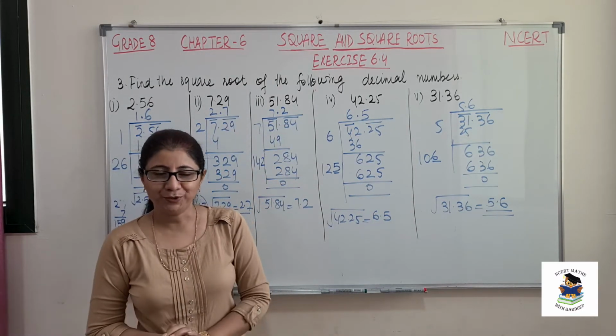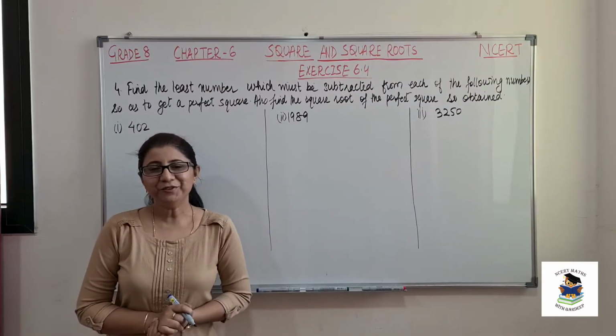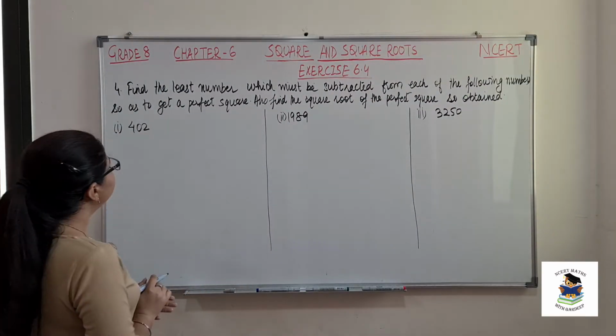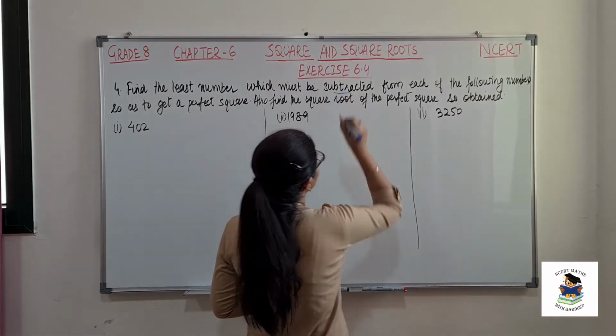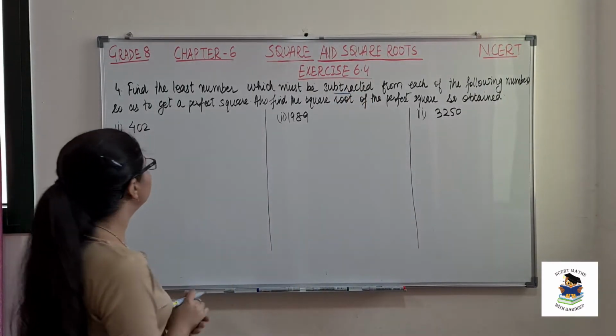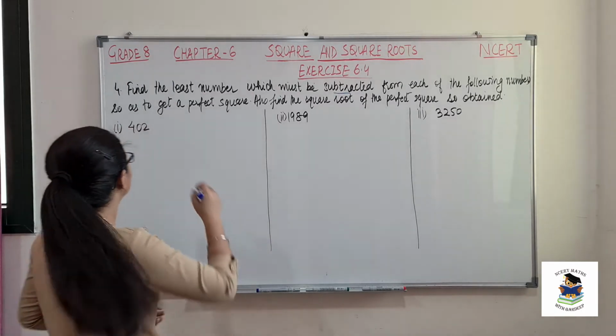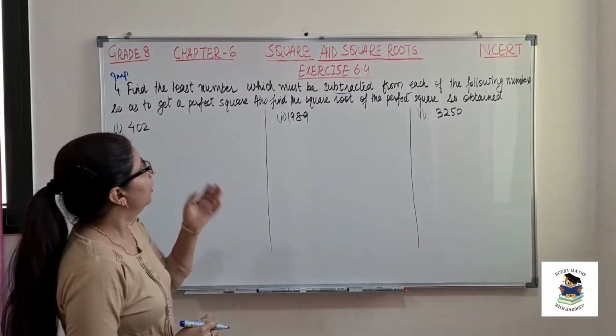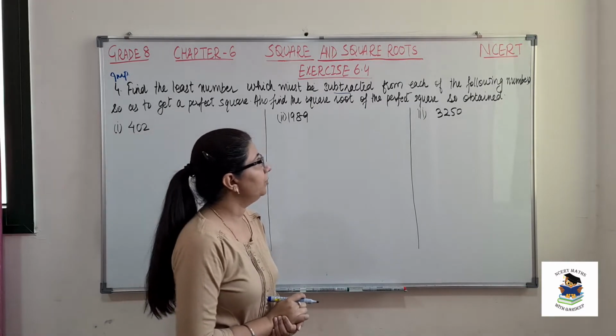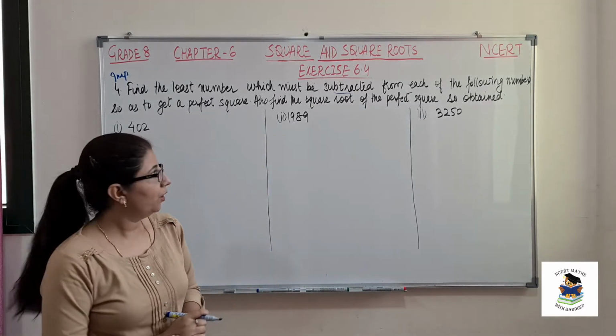Now let's move on to the next one. So now let's see our fourth question. Find the least number which must be subtracted from each of the following numbers so as to get a perfect square. So this is again one important type of question in this chapter. Also find the square root of the perfect square so obtained.